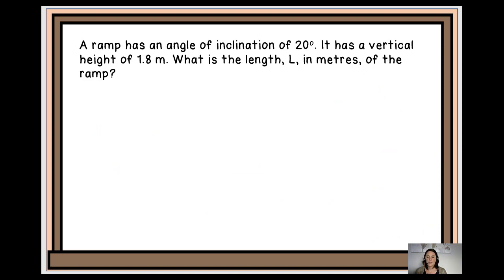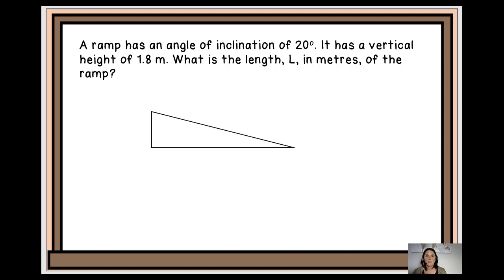A ramp has an angle of inclination of 20 degrees. It has a vertical height of 1.8 meters. What is the length L in meters of the ramp? Okay, so go ahead and grab your ruler, and we're going to draw a diagram to help us imagine what this question is asking.